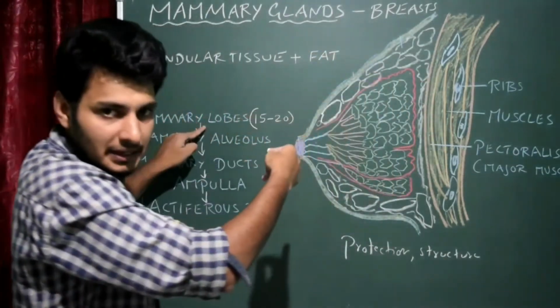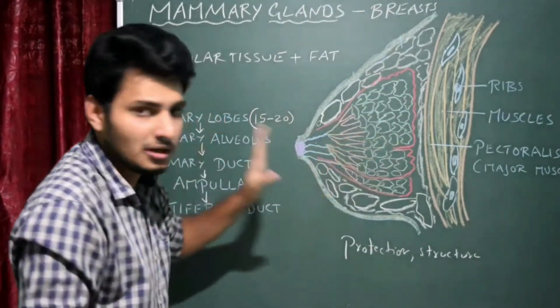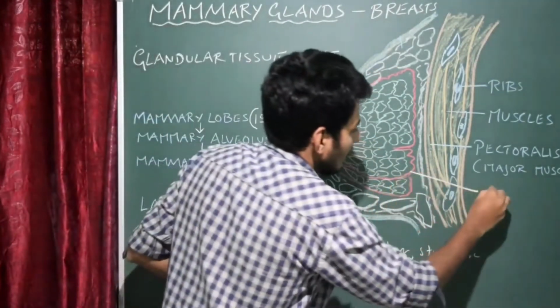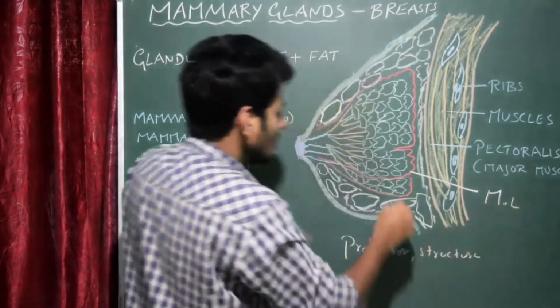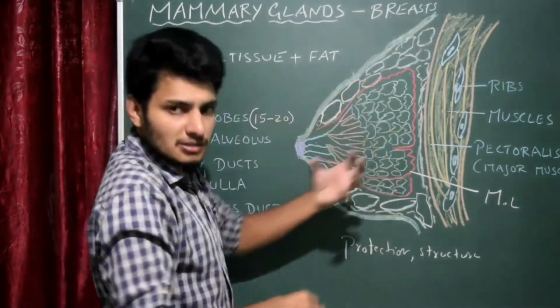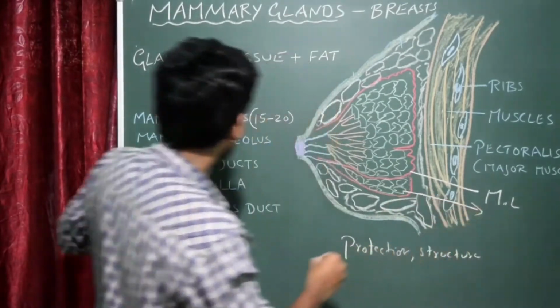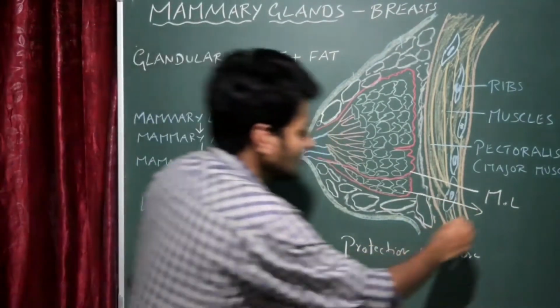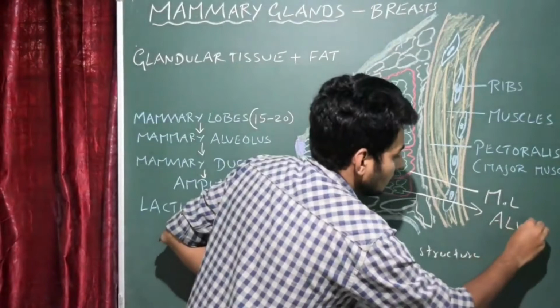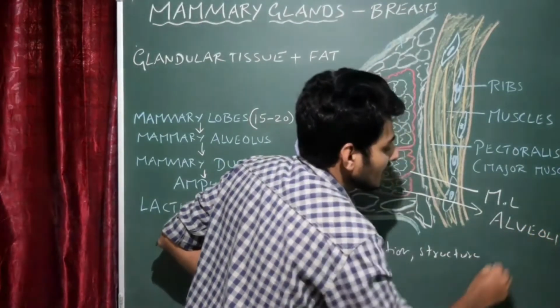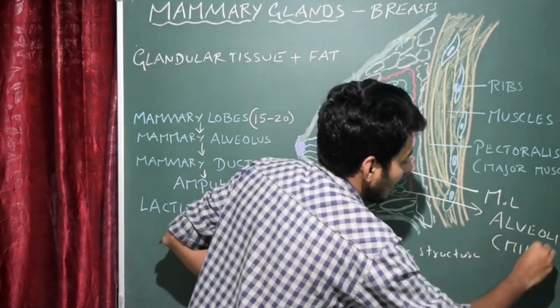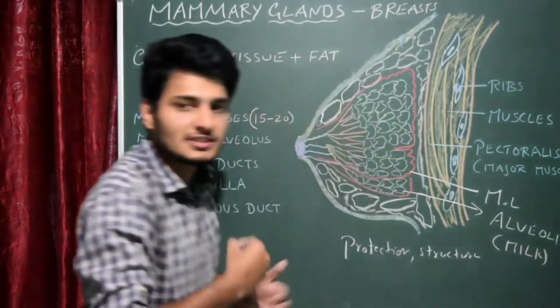I think you can label it, right? The red color ones are nothing but the mammary lobes. I'll write here, just write ML, mammary lobes. Within each mammary lobe, we could see millions of cells, and if I take only one cell from the mammary alveolus, that is called alveoli. You may get a question: name the cell which secretes milk. The alveoli. Alveoli are actually specialized for secreting milk.